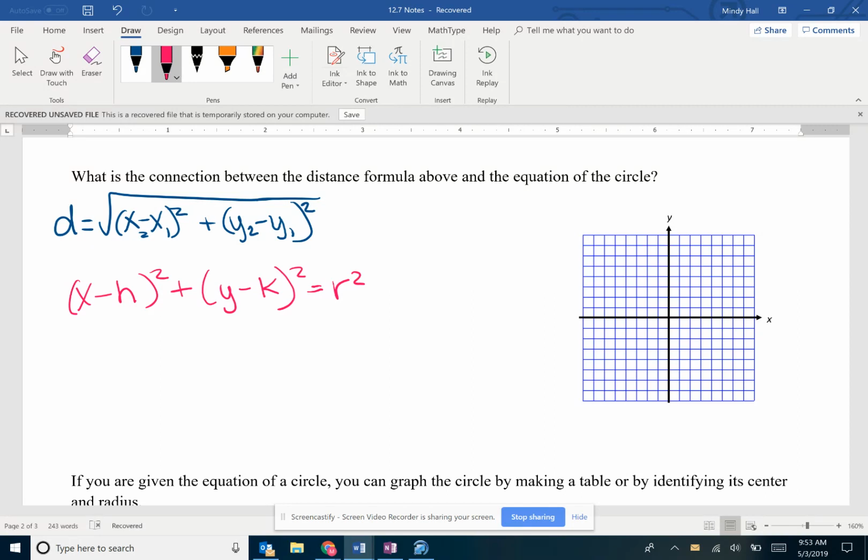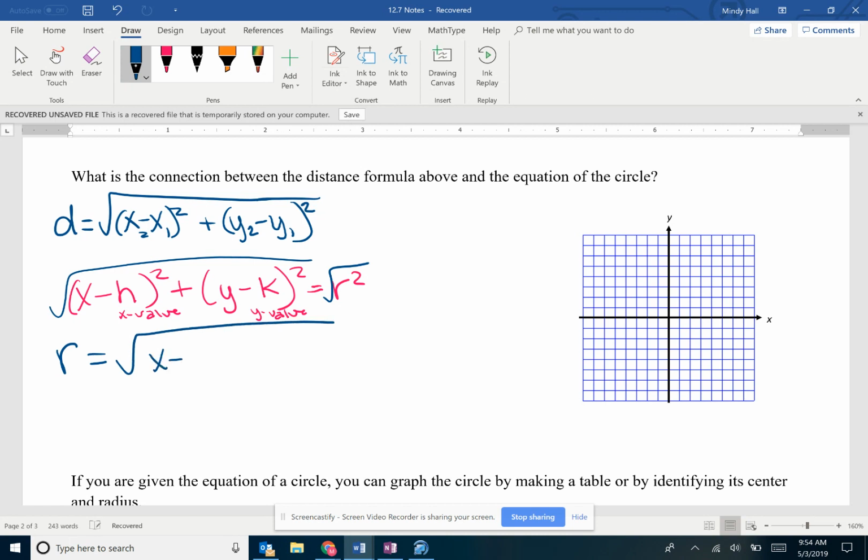So if you notice, they do look really similar, and that h is also an x value, and the k is a y value. So really everything's the same but that radical. If you take the square root of that, and I'm going to flip it so that you can see it a little bit easier, the radius is going to be the square root of (x - h)^2 + (y - k)^2. So they're actually the exact same formula pretty much. So just keep that in mind.